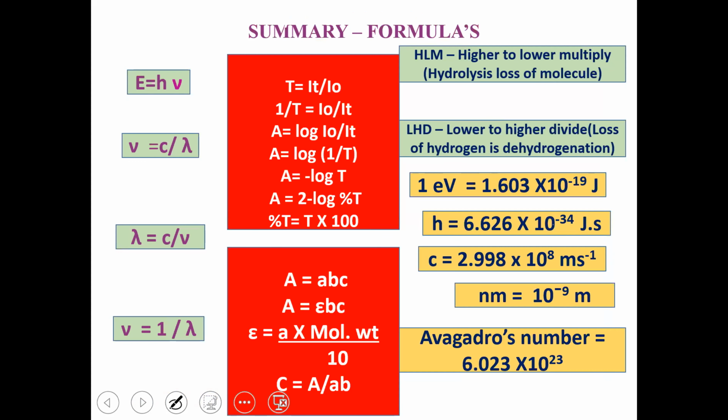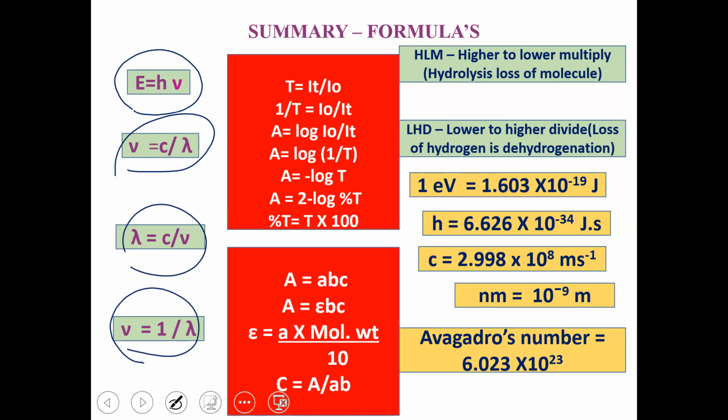To summarize this calculation part, as a student appearing for a competitive exam, you should know the Einstein equation: E is equal to h nu, where h is Planck's constant, nu is frequency, and E is energy. You can relate nu with C by lambda, lambda with C by nu, and nu bar is equal to 1 by lambda. You should know what transmittance is, what 1 by transmittance is, the absorbance formula, and how to convert transmittance T into percentage T by multiplying with 100. And you should know A is equal to abC according to Beer's law, where a is specific absorbance and epsilon is molar absorptivity. Also recall the formula to calculate molar absorptivity and concentration by A by aB.